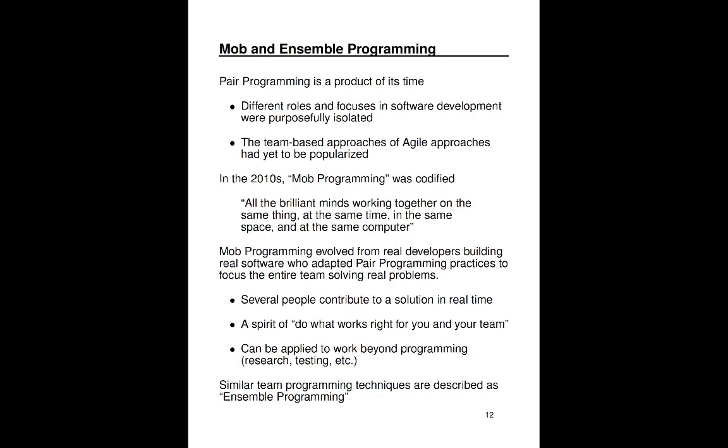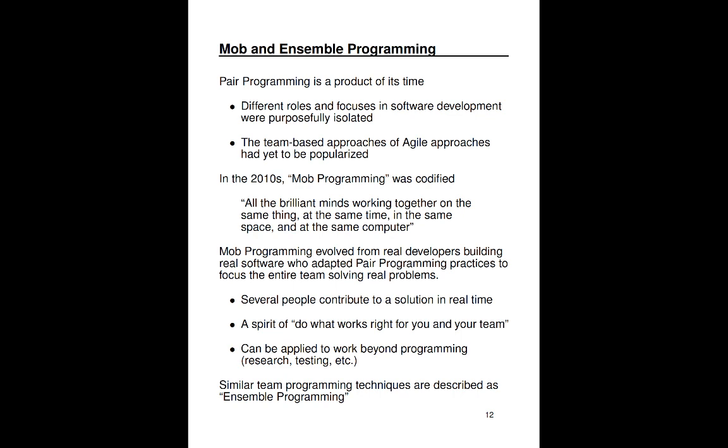Pair programming first achieved popularity in the late 90s, and it's certainly a product of its time. Back then, many software development organizations were deliberately organized to focus people in isolated roles. The team-based approaches advocated by agile software development really hadn't been popularized yet, and at the time, pair programming was quite revolutionary.